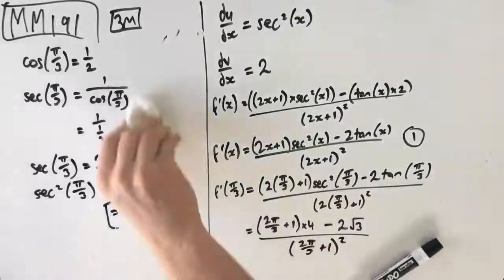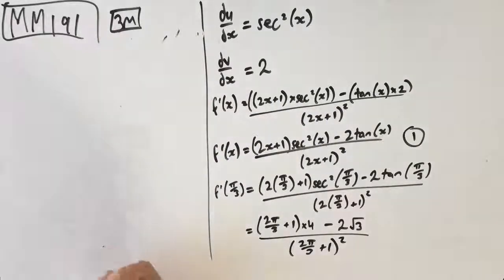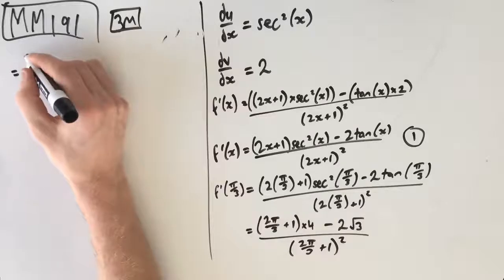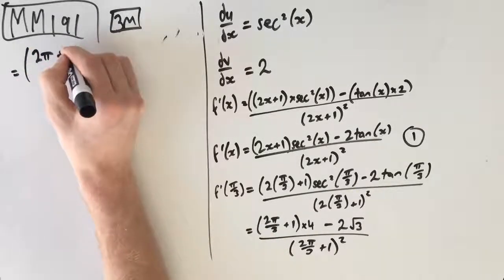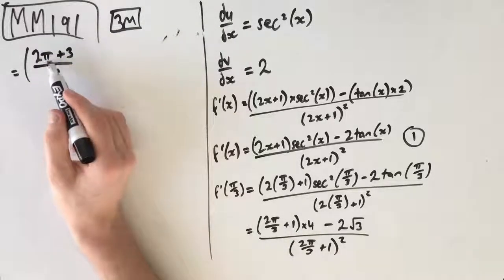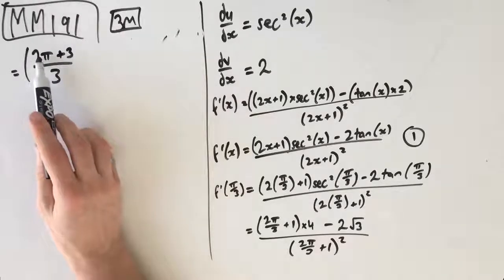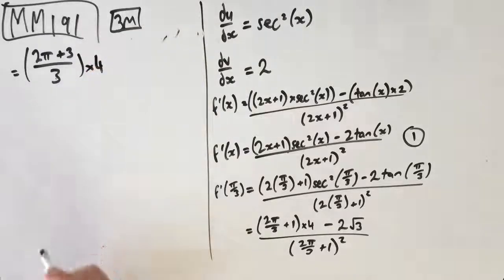Awesome. I'm just going to rub this out again. From here, we just need to evaluate this. So I'm going to merge all of this into one fraction and all of this into one fraction, just to make it a bit easier for ourselves. So then we get 2 pi plus 3 over 3. I've changed this 2 pi over 3 plus 1 into 2 pi plus 3 over 3, because here we have 2 pi over 3 plus 3 over 3, which is just 1. We're multiplying that by 4.